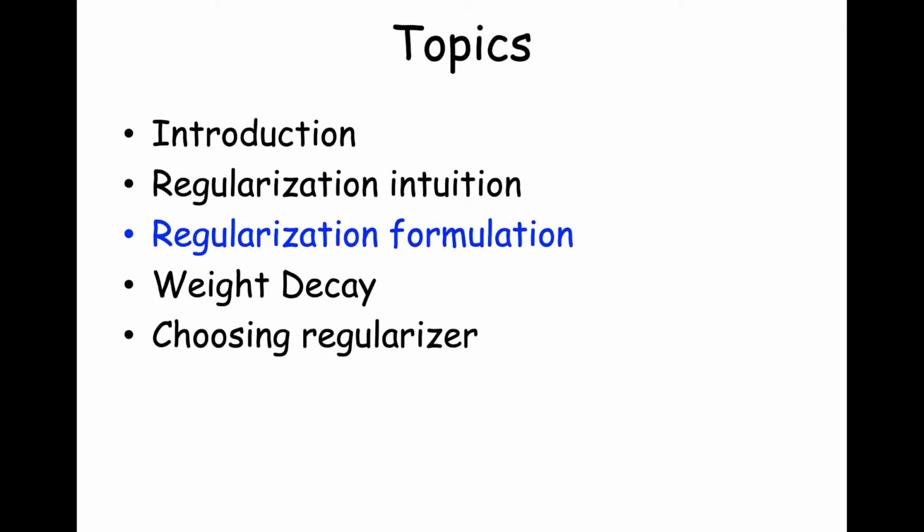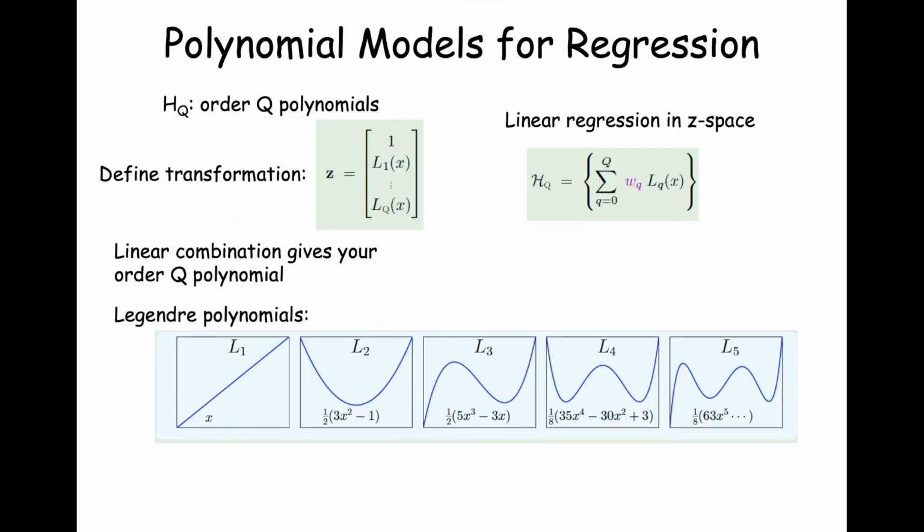So let's take a look at the formulation of regularization. And to do that, we're going to use a polynomial model. And in doing so, we're going to define a phi function that's going to map from your input representation to a polynomial representation. And so let's define the transformation that consists of the Legendre polynomials. And so this is a polynomial mapping, and it's going to be polynomial of degree Q. And so in doing our linear regression, we're going to have a polynomial regression model through a transformation into feature space or z-space, and then we're going to do a linear regression in this z-space.